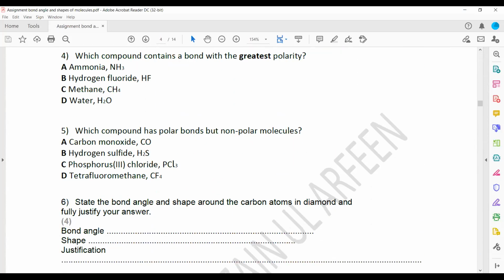In question 4, which compound contains a bond with the greatest polarity? So how do we work out the polarity? All are bonded with hydrogen, so we don't have to check hydrogen. Basically what we have to check is nitrogen, fluorine, carbon. So we check the position in the periodic table for these elements.